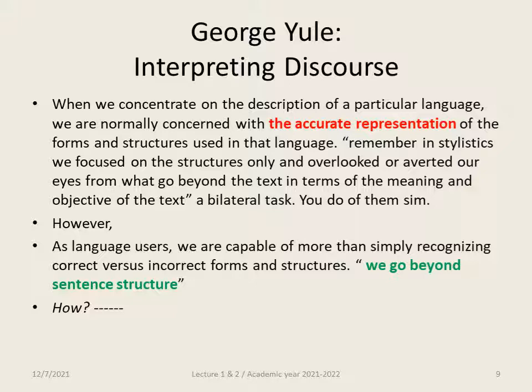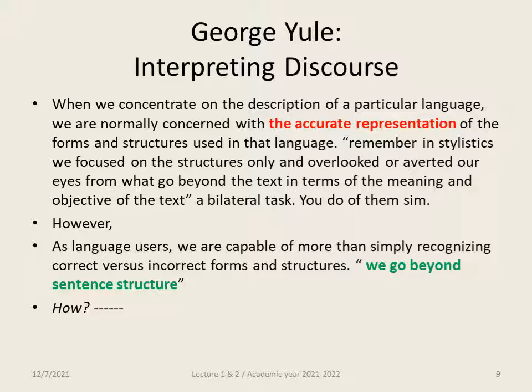I want you now to remember, in stylistics we focused on structures only, and we completely overlooked what goes beyond the text in terms of the meaning, the objective of the text, the authors, the ideas. Here we are doing a bilateral task. You're going to cover both the linguistic part of the text and the sociocultural part of the text. So you do both of them simultaneously. All right. However, as language users, we are capable of more than simply recognizing correct versus incorrect forms and structures. We can go beyond sentence structure.